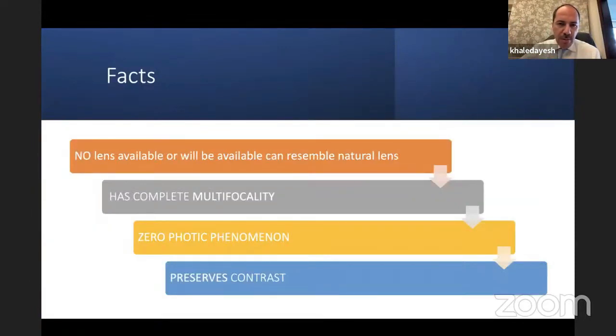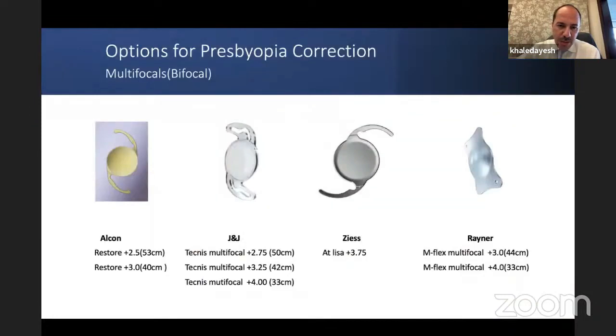Before we start the talk, we should have some facts: there is no lens available or that will be available that can resemble the natural human lens. No lens could have complete multifocality. No lens could have zero photic phenomena, and no lens can preserve the contrast 100%. These facts we as doctors should be aware of, and we should take this message to our patients in order for them to be happy after the surgeries.